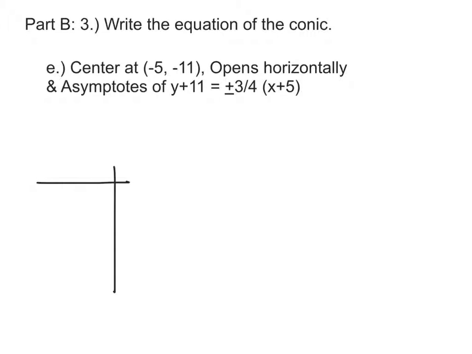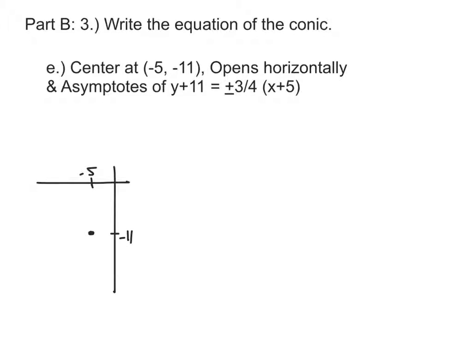And we have a center at -5, -11. It says it opens horizontally. That means that it's either going to be a parabola or a hyperbola. But this one has asymptotes, so that means that it has to be a hyperbola.